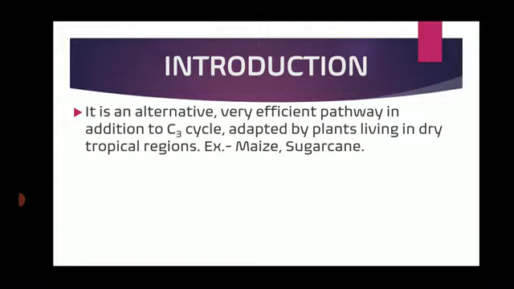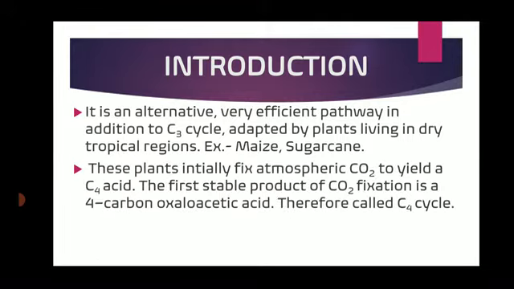Let's go ahead with the introduction of it. What is the C4 cycle? In the biosynthetic phase of photosynthesis, where we see fixation of carbon dioxide, the C4 cycle is an alternative and very efficient pathway by which plants fix carbon dioxide. Other than the C4 cycle, the majority of plants fix carbon dioxide with the help of the C3 cycle. But there are certain plants, for example maize and sugarcane, which use an additional pathway, and this pathway is called the C4 cycle.